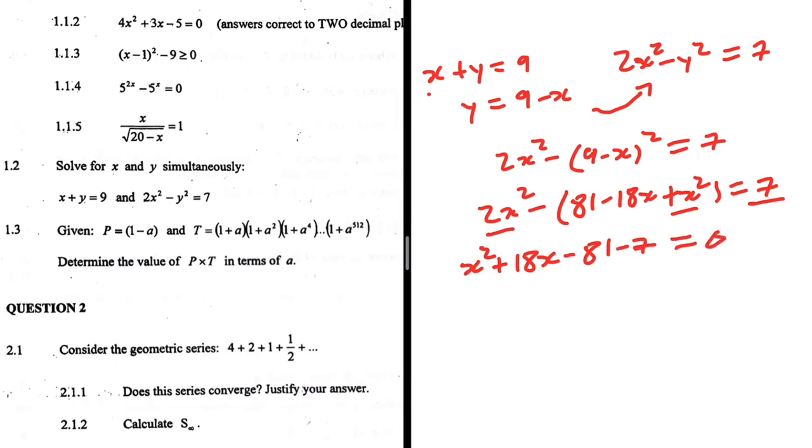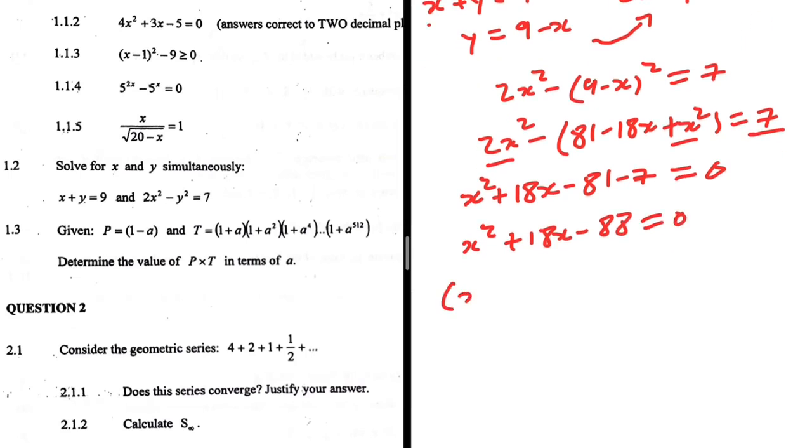So we have x squared plus 18x minus 88 being equal to 0. So let's go ahead and see if we can actually factorize that. Two numbers, when we multiply, we get minus 88. When we add them, we get plus 18. We're getting x plus 22, x minus 4. If we add them, we're going to get minus 18. If we multiply them, we get minus 88. So that seems to work out. So x is equal to minus 22, or x is equal to 4.